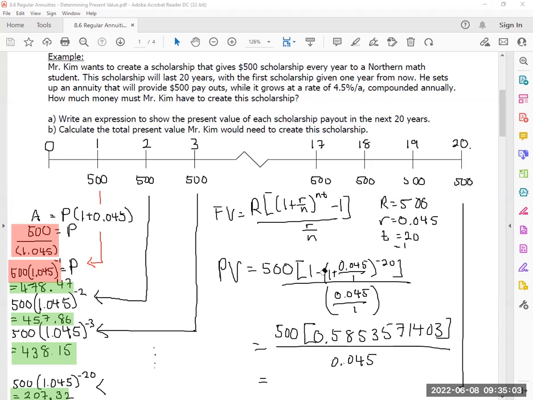It's a 1 minus and then 1 plus inside. Okay, I'll pause the video because it might take some people a while. So assuming everyone was able to get the 0.585, let's continue. What is the present value? Multiply that by 500 and divide by 0.045.